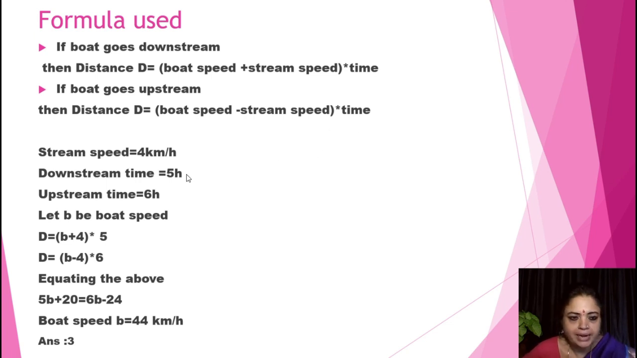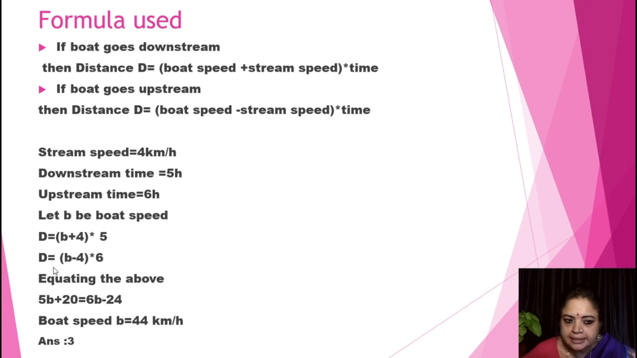So let us apply this formula here. It is already given that the stream speed is 4 km per hour and the downstream time is 5 hours. Upstream time is also given as 6 hours, and you have to calculate the speed of the boat. So let b be the boat speed. Then, using the above formula for the downstream, distance d is equal to (b plus 4) into 5, where 4 is the stream speed, because downstream time is given as 5 hours.